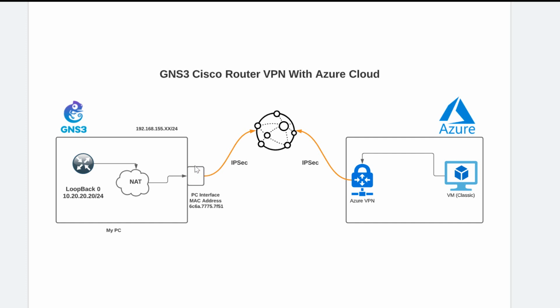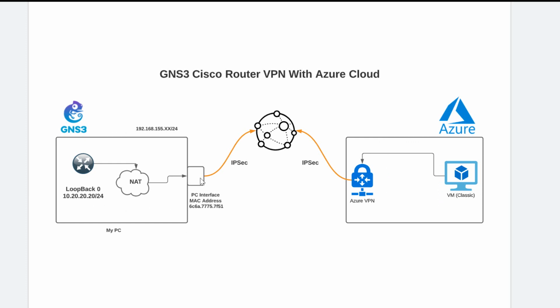I will show you how to get your public IP. It's very simple. You write in Google, "my IP address," then you can get your public IP. We need a public IP on this side in order to establish the VPN tunnel. And of course, we need one in Azure as well.